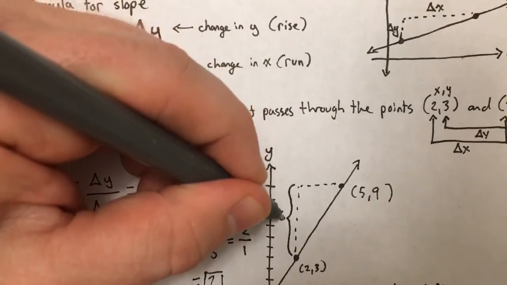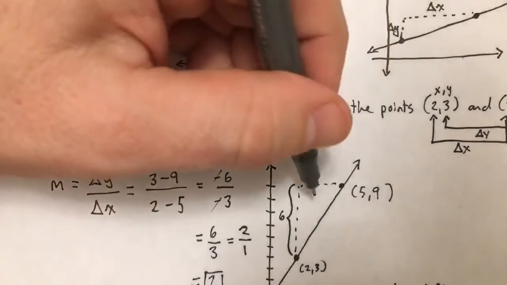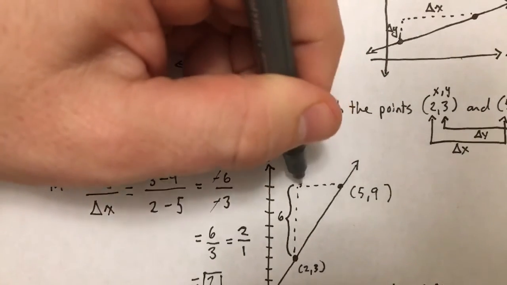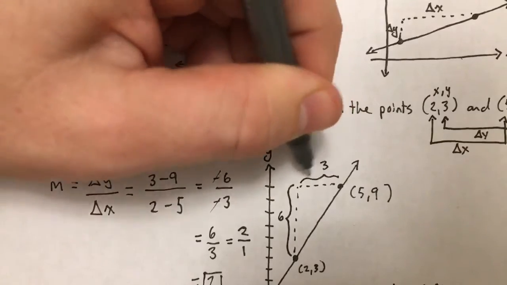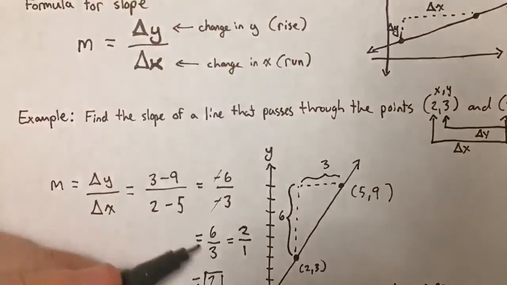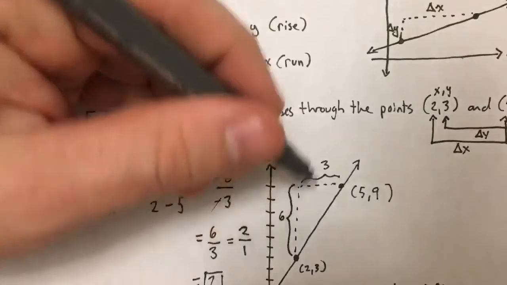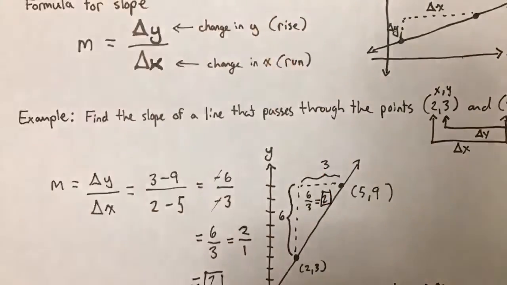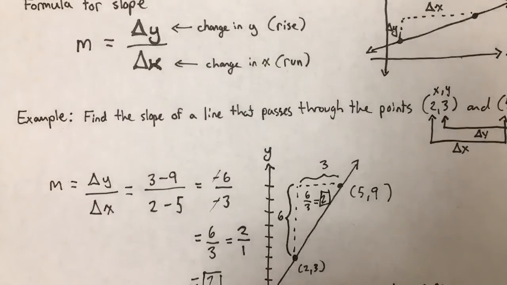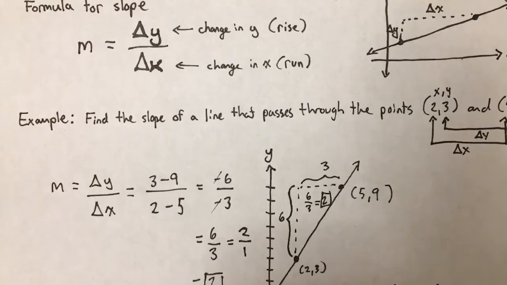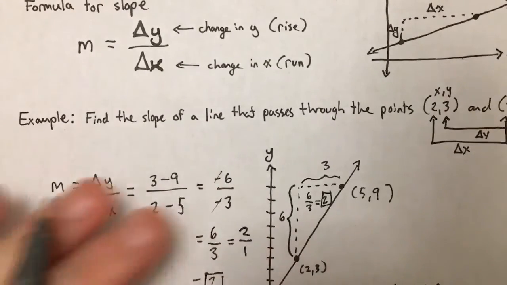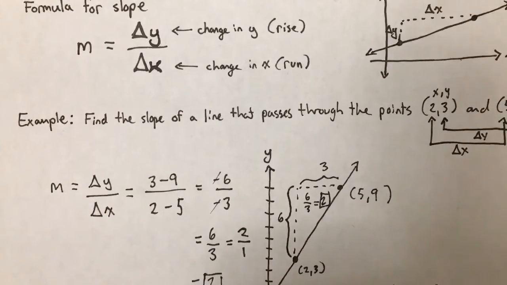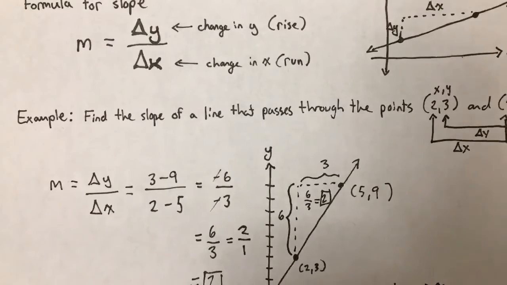Oh, that sounds familiar. So 6. And then over 1, 2, 3 units. Oh, look at that. It's consistent with our math over here. We got the same ratio, 6 over 3, which is equal to 2. So there's a visual understanding to give you a better feel for how to calculate the slope of a line.